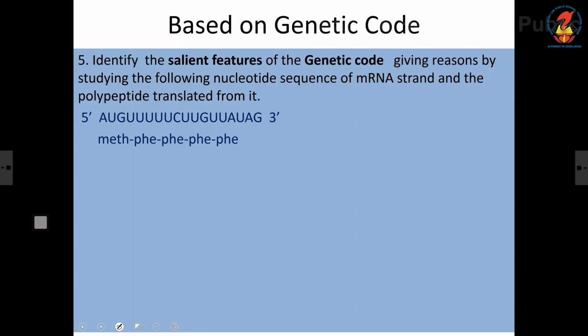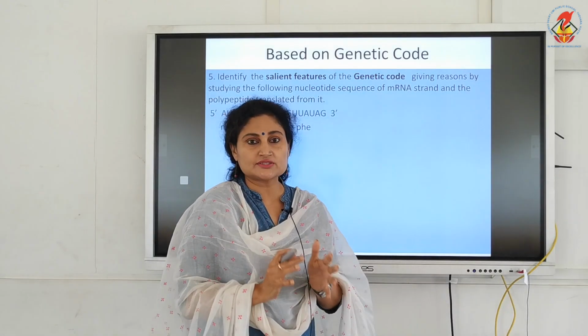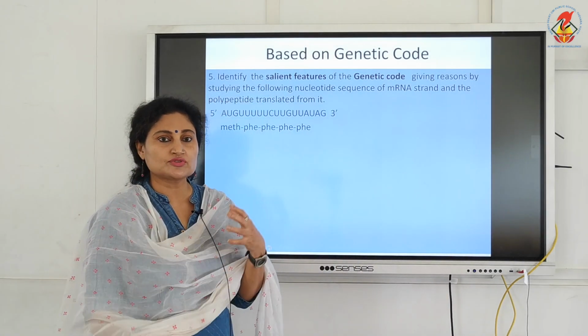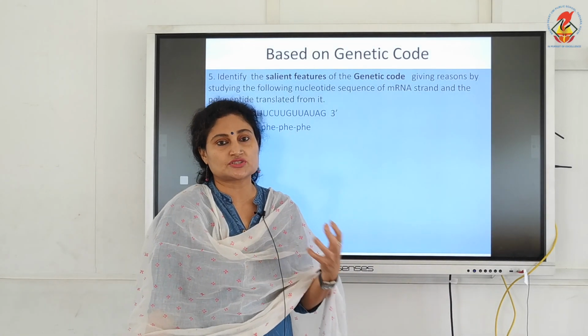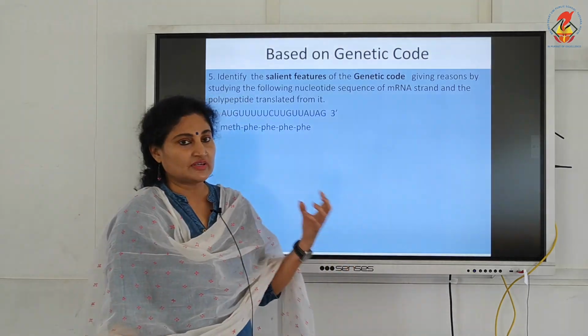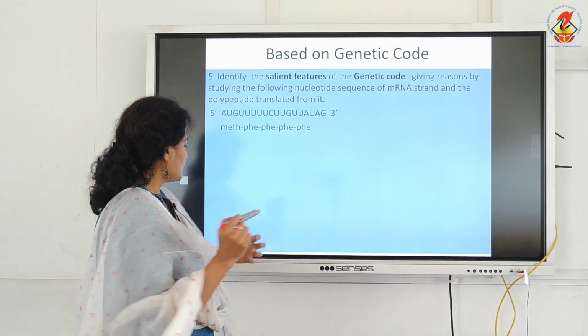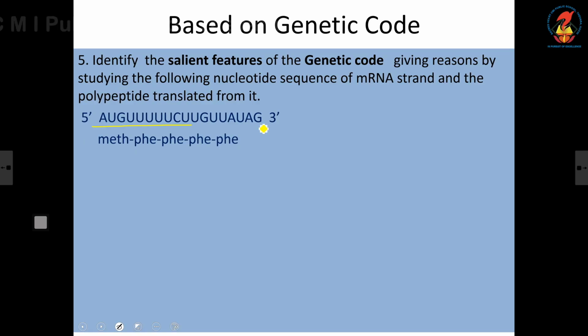Now moving on to the last concept, problem based on genetic code. This you have to remember the 6 salient features of the genetic code, and then only we can work out this problem. Here usually in the question they give the mRNA strand. See what is given in the question is the mRNA strand and the protein that is translated.